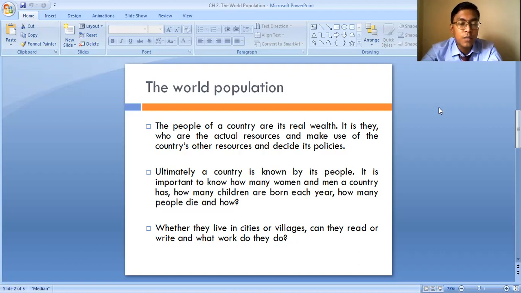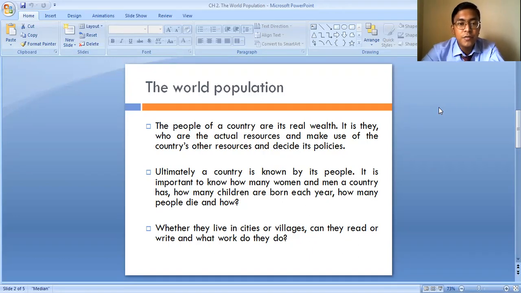Of the total population, how many are literate and how many are not? How many are engaged in agriculture, and how many in the secondary or tertiary sectors? We must get all this information about the population of a country.